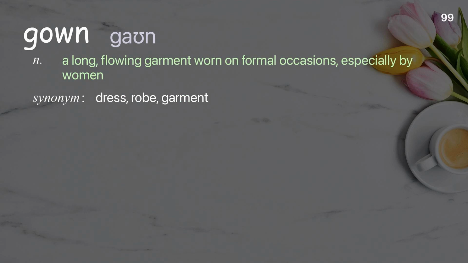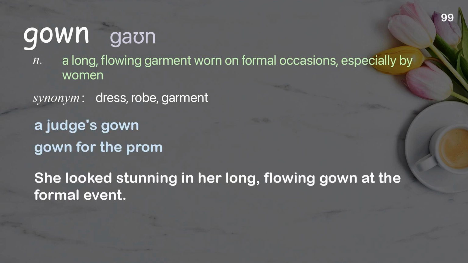Gown. A long, flowing garment worn on formal occasions, especially by women. Examples: A judge's gown. Gown for the prom. She looked stunning in her long, flowing gown at the formal event.